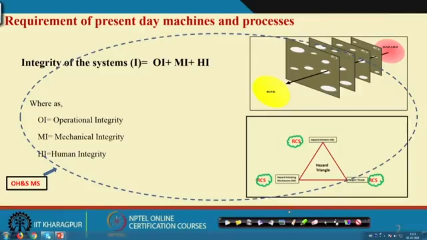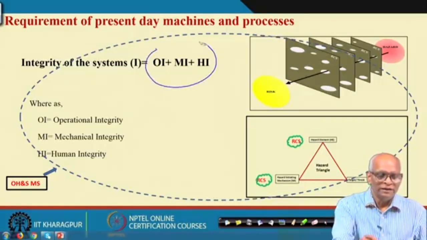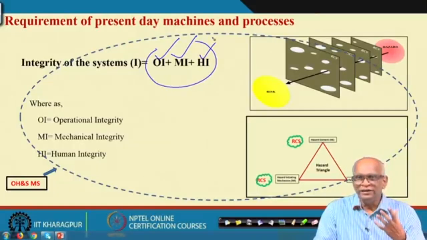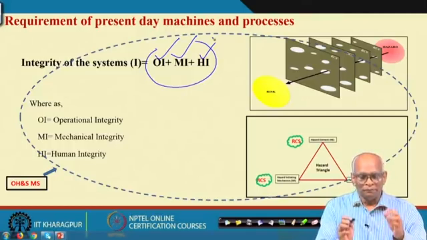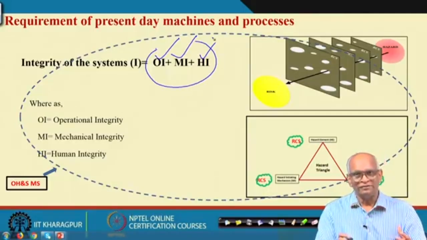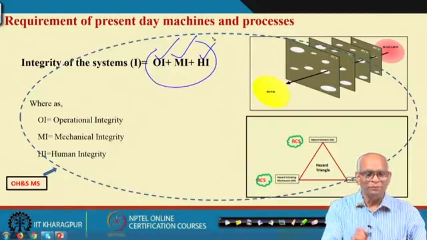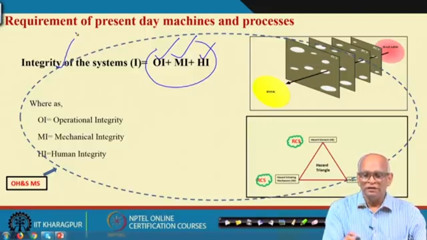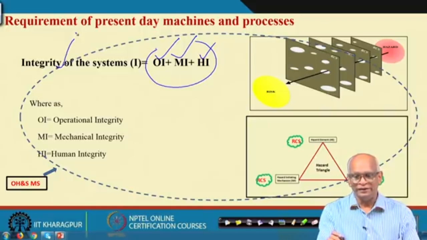See, in any organization, we want our systems, our machines, our people, the integrity should be very high. We have talked about this: operational integrity, mechanical integrity, human integrity should be as we require. What is integrity? Integrity is nothing but behaving, doing the way you design. So, the machines, the processes, the people should behave the way we have designed, then we call the integrity very high. To have this integrity, we have implemented the occupational health safety management system.